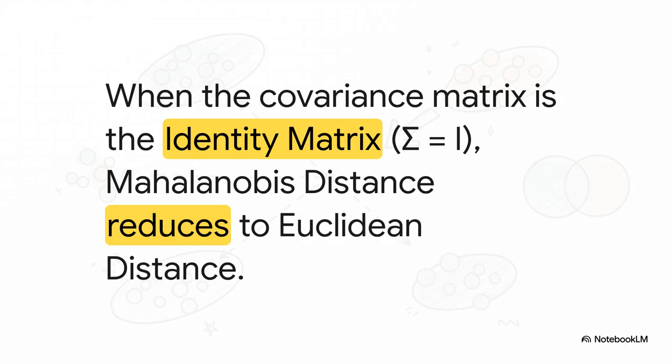But here's the really cool part. This reveals that Euclidean distance isn't really wrong. It's just a very, very special case. If your data happens to be perfectly pristine, no correlations and all your features have the exact same spread, then that covariance matrix basically becomes a way of saying everything is simple and independent. And in that one perfect idealized scenario, Mahalanobis distance is the exact same thing as Euclidean distance.